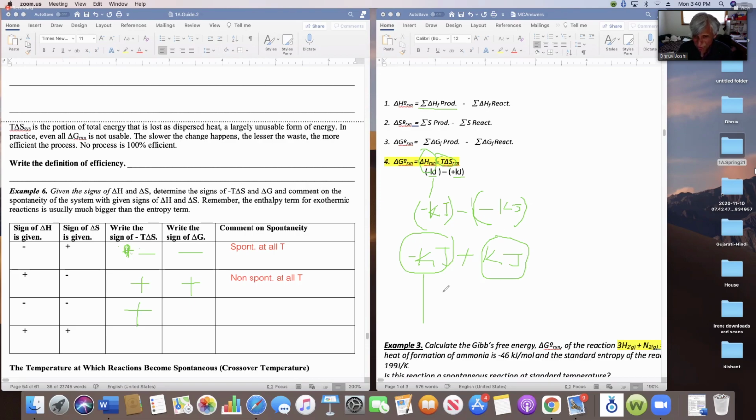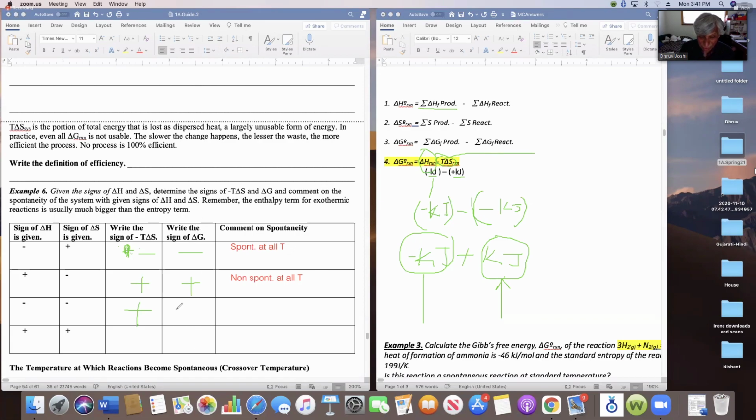Now let's look at this. We already have negative kilojoules, and we have positive kilojoules here. When is this positive kilojoule going to be bigger than the negative kilojoule? This is our question. It depends upon the temperature. Look at this equation here: temperature multiplied by delta S. If delta S is multiplied by a very high temperature, then this number is going to be bigger than that number. So what does that mean? That means non-spontaneous at higher temperature.